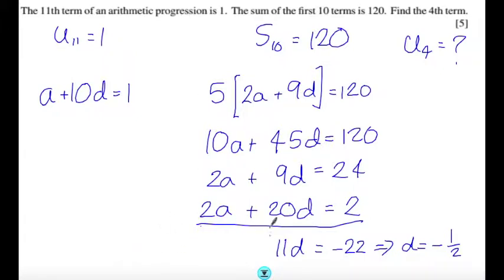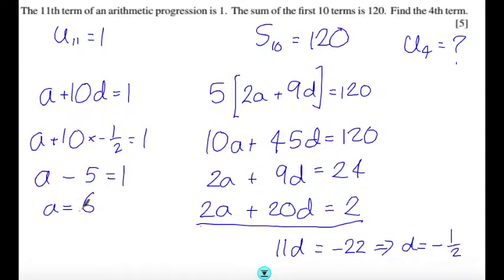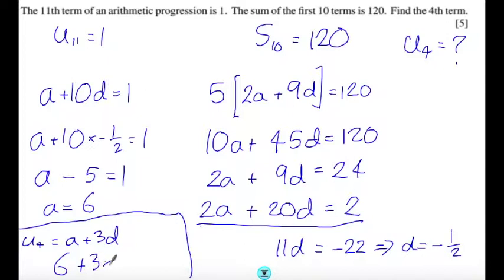And we also will want to know the first term, so I'm going to sub that back into here. So a plus 10 times minus a half is 1. So a minus 5 is 1. So a is 6. So now we've got enough information to find the 4th term, which is going to be a plus 3d. So 6 plus 3 times minus a half, which I want to say is 4.5. Yeah, okay.